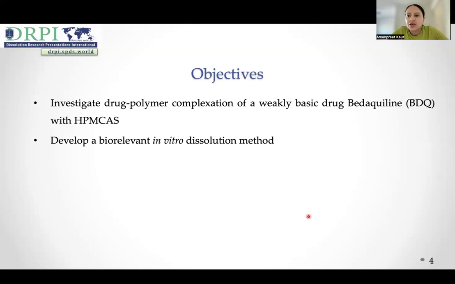The objective of the current research was to investigate drug polymer complexation between a weakly basic cationic molecule, bedaquiline, and an ionizable acidic polymer, HPMCAS. The second objective of the research was to develop a biorelevant dissolution method that can overcome drug polymer complexation.